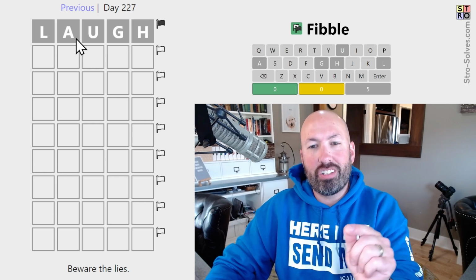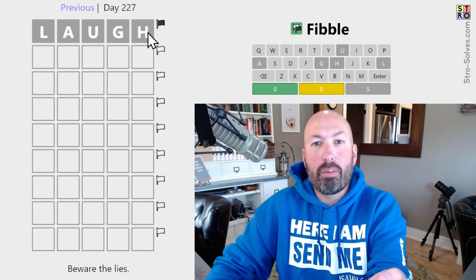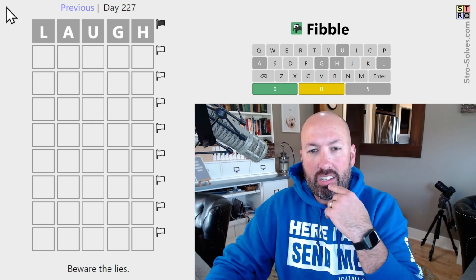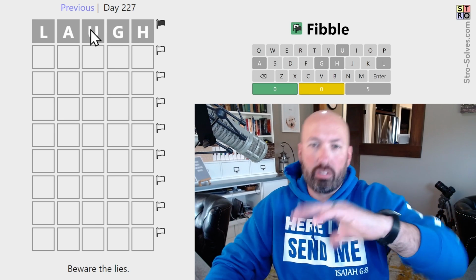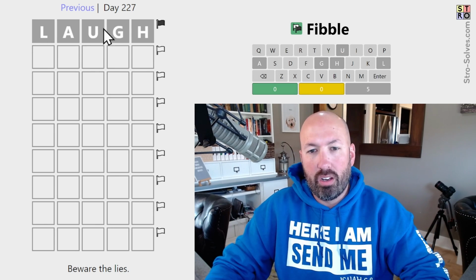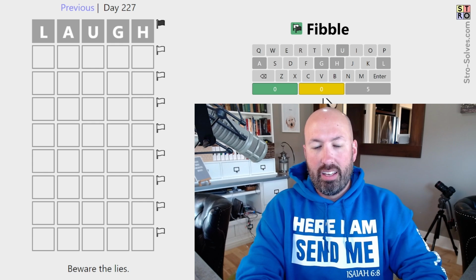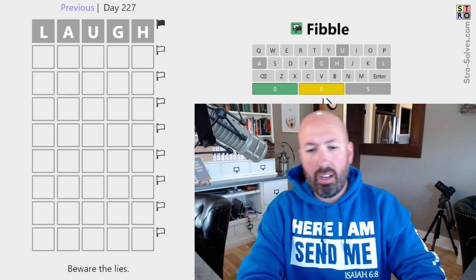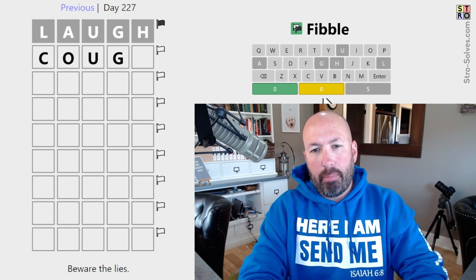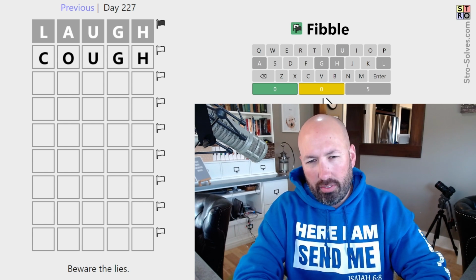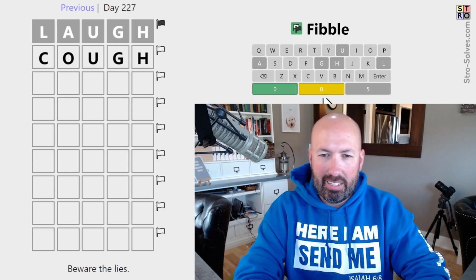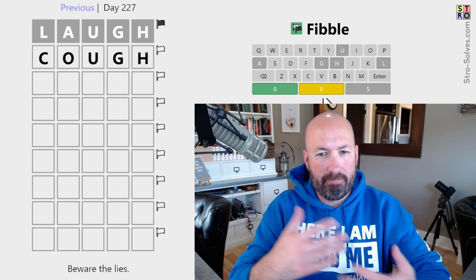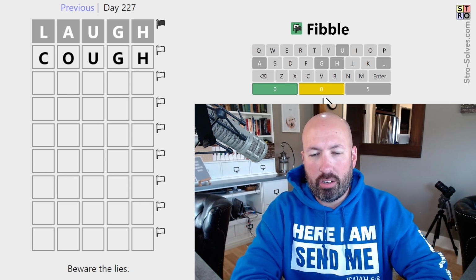But what's interesting about this is we know one of them's a lie, which means one of these letters is in the grid. Since they're all grays, a lot of times you have yellows that are supposed to be grays, and this time we know one of these letters is actually in the puzzle. So I'm tempted to try "cough." I like to repeat some letters, just to get some contradictions.